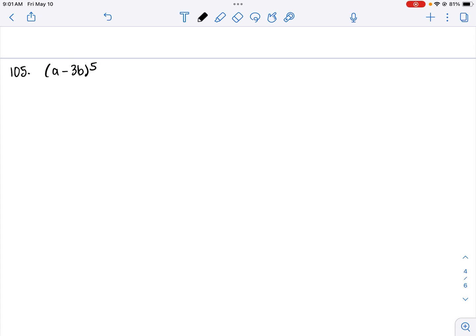For this one, I'm going to use the binomial expansion theorem. The binomial expansion theorem says (a + b)^n is equal to a^n plus n choose 1, a^(n-1) b. And then you have terms that are n choose r, a^(n-r) b^r, all the way until you just get b^n. So that's your formula that you're going to use to expand this.